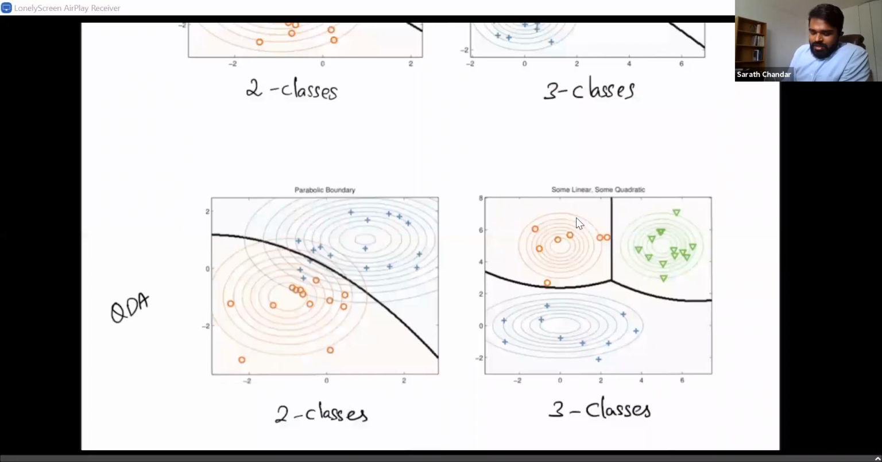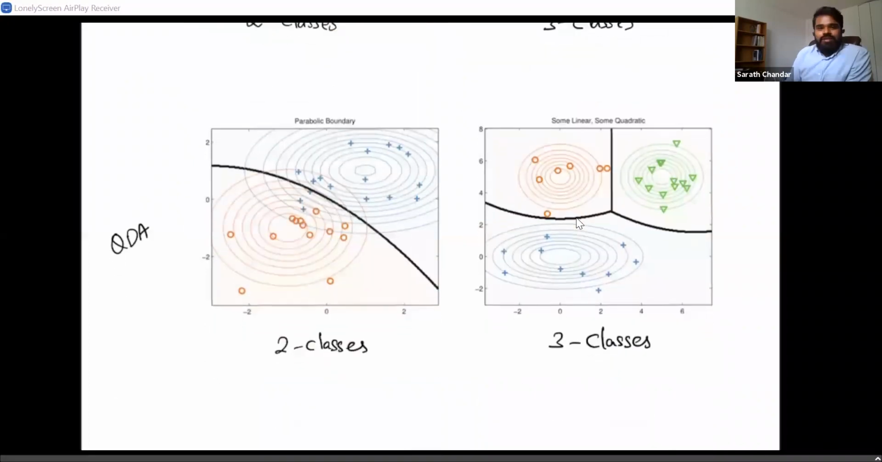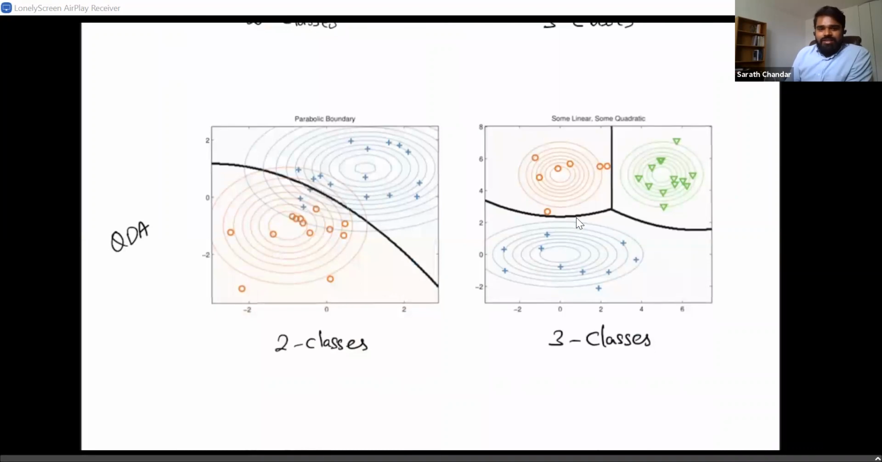Okay. So now this is how QDA would perform. In the case of QDA, it's a quadratic model, right? So the decision boundary is not linear. You can see that for 2 class, this is the decision boundary, and for 3 class, you have something like this. Now one thing to note is the orange class and green class have a line dividing them. Can someone guess why that is the case? Why is the decision boundary between orange and green linear?